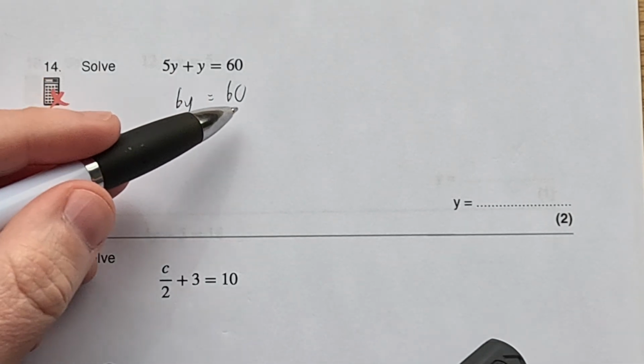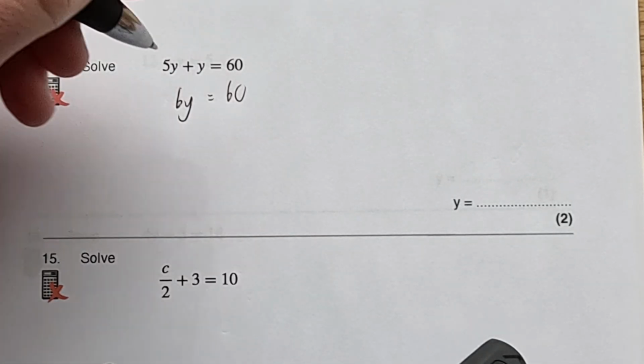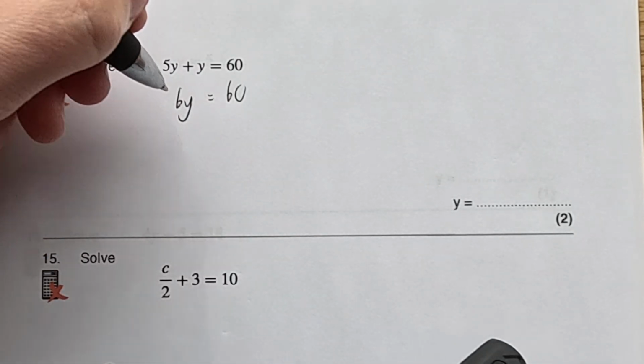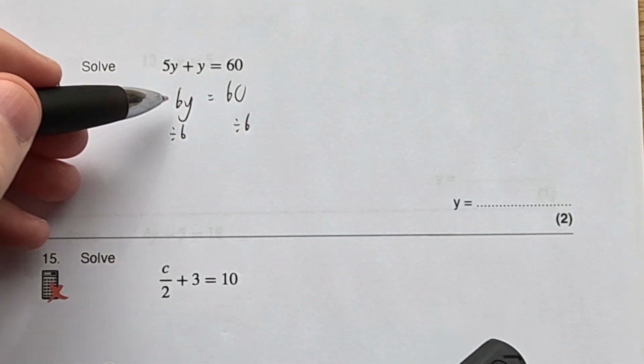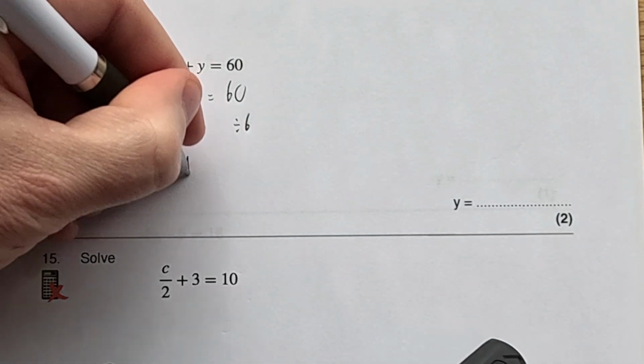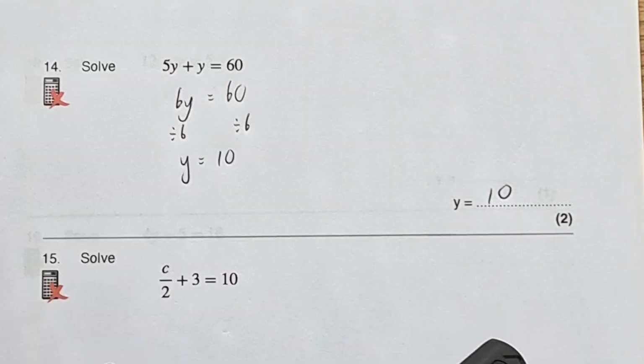6 times a number is equal to 60, so you might just be able to spot and see that's 10. Or remember our method that if we've got 6 times y, we want to get rid of the multiply by 6, so we're going to divide by 6 and divide by 6. 6y divided by 6 would just be equal to y, and 60 divided by 6 is equal to 10. So that means that y equals 10, and that's it.